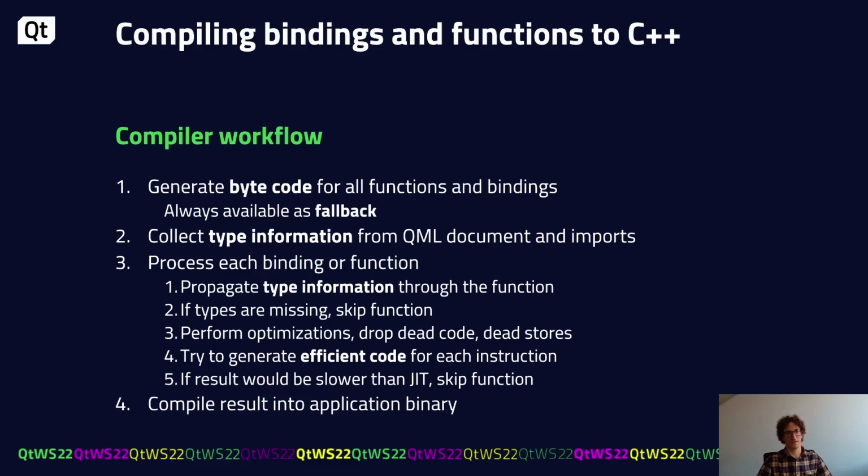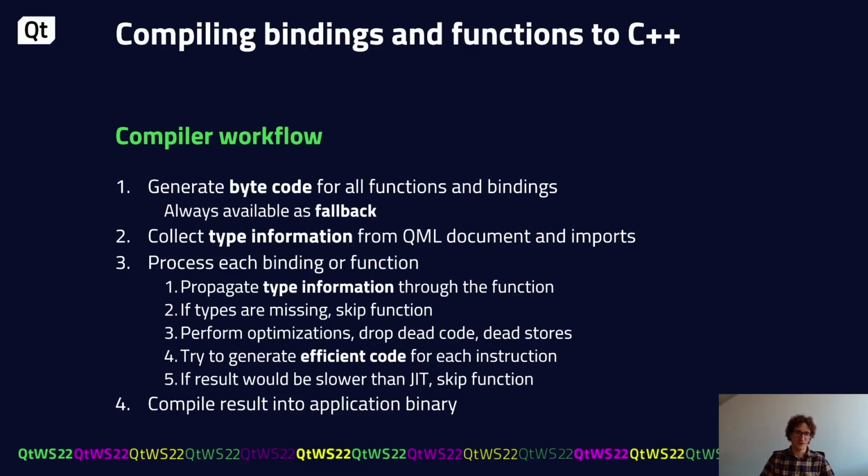First, how does QML Cache actually work? The compiler workflow, as we've seen in the picture before, is first it generates bytecode for all functions and bindings, and that bytecode is always available as fallback. Then it collects type information from the QML document and its imports. It then processes each binding or function and propagates the type information through the function. So basically for each variable, parameter, return statement, or anything you do in the function, it tries to determine, okay, what type is that? Is it an integer? Is that a string? Is that some date or whatever you may be using, a list?